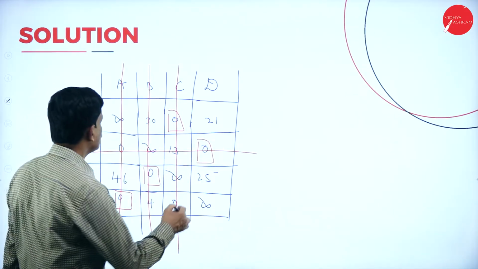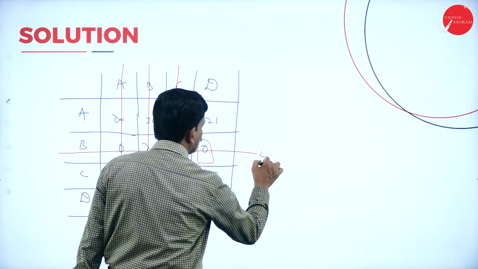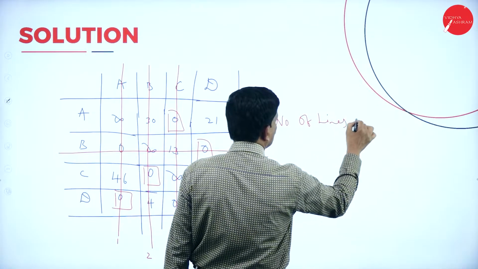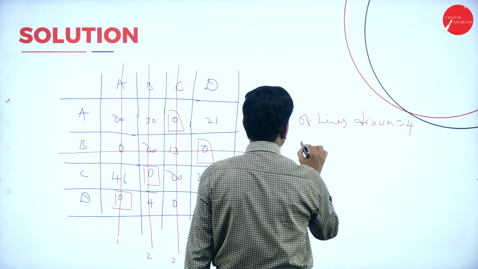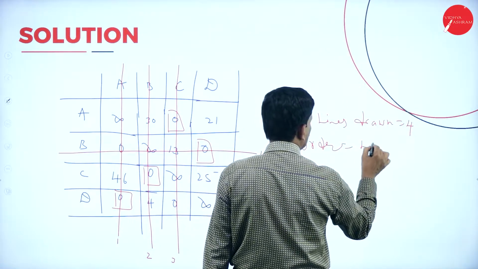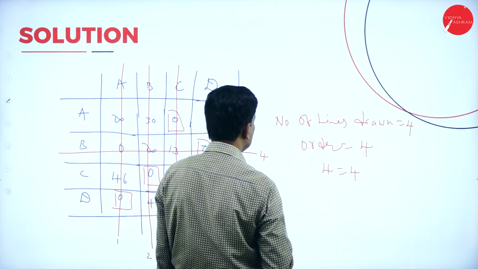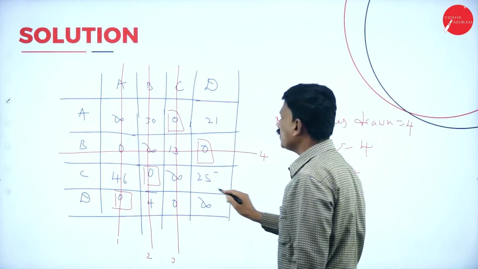See the number of lines. 1, 2, 3 and 4. The number of lines drawn is equal to 4, and the order of the matrix is also equal to 4. 4 is equal to 4, therefore the optimality is reached. We can identify, we can match.